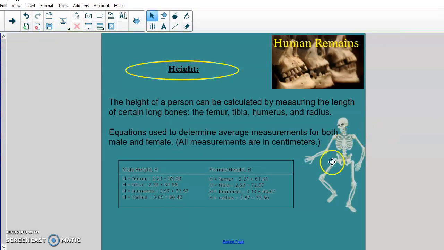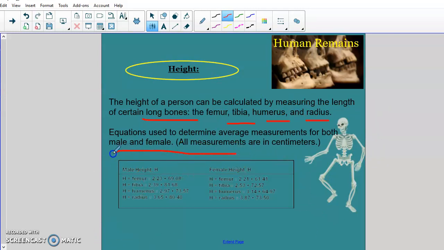Height is another one that they'll attempt to figure out if possible. The height of the person that they're trying to identify can be calculated by measuring the length of certain long bones. Your long bones are your femur and your tibia, which is the bone in your thigh and the bone like your shin bone, and then also your humerus and your radius, which is your arm, right? The humerus is the bone that goes from your shoulder to your elbow, and then the radius is from your elbow to your thumb.